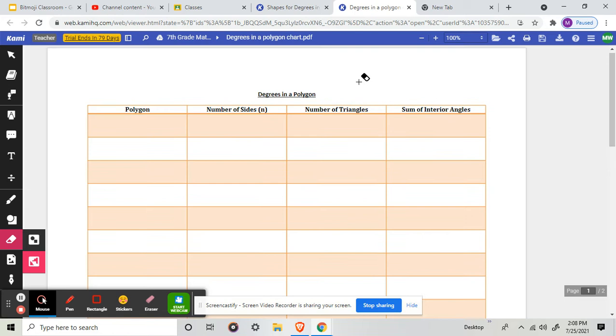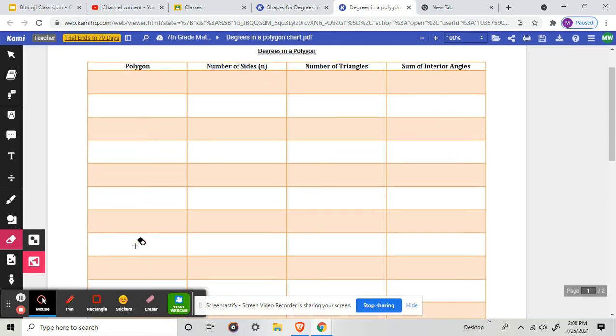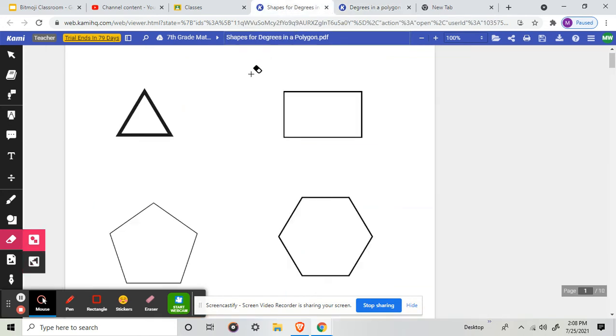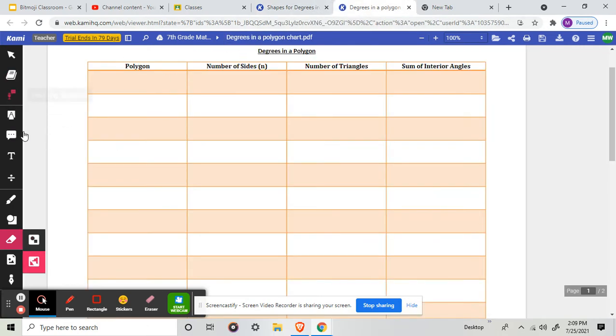So this is to tell you how many degrees are in a polygon. Now, normally I used to have my kids fill this out by hand. And listen, a lot of them are capable of typing, but like I said, typing math can be very cumbersome. So let's talk about our first polygon, which is a triangle. So a little vocabulary in there.